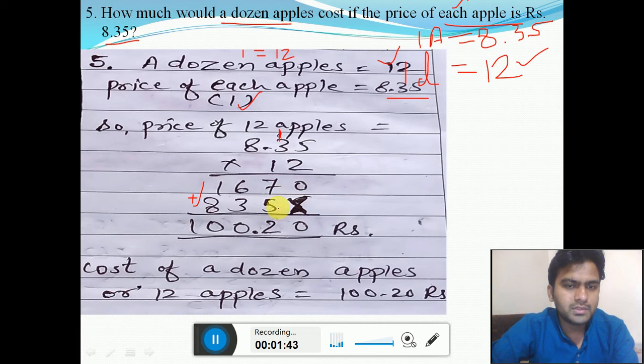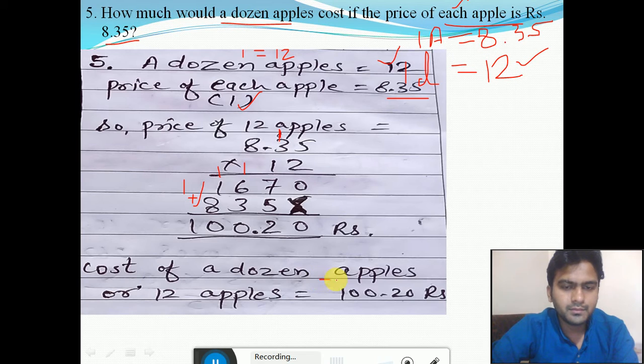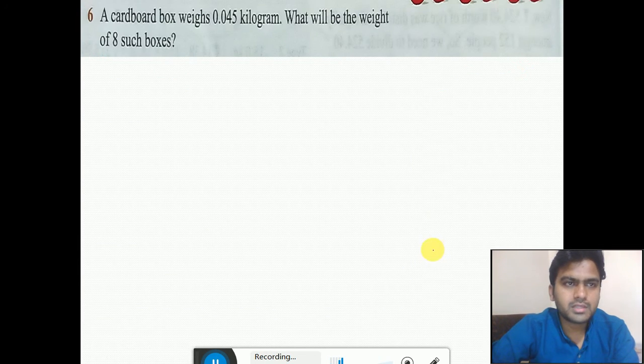0, 7 and 5, 12, carry over 1. 6 plus 1, 7, plus 3, 10, 0, carry over 1. 1 plus 1, 2, plus 8, 10, carry over 1, and this one we have written here. So the cost of a dozen apples, meaning 12 apples, equals 100.25 rupees. Next question.